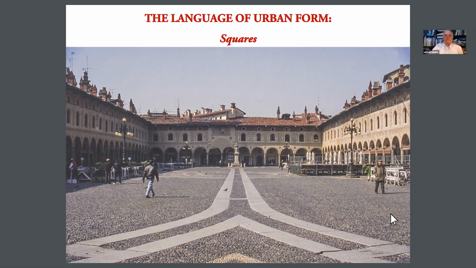Here's an example of one of the early ones. This is the Ducal Square in Vigevano, Italy, a small town outside of Milano. It's very clear. It's not a medieval square. It has a clear cornice around the outside edge. The corners are closed, and it's quite beautiful.